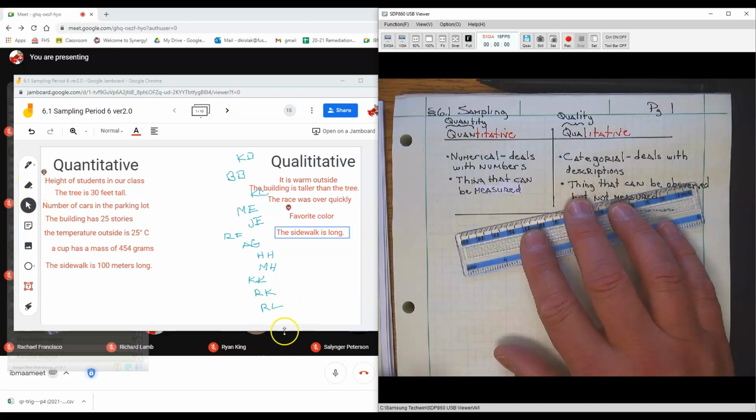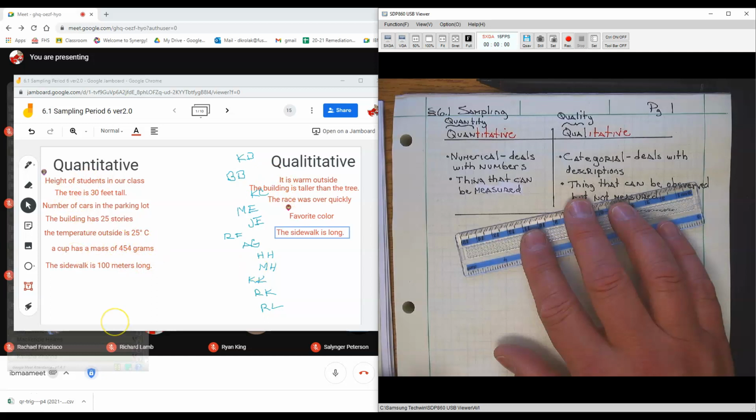All right, so let's see what we got here. Do we agree with these results? Anything that should be switched? Number of relatives that you have is discrete, right? Okay. Volume, height, perfect. All right, very good.